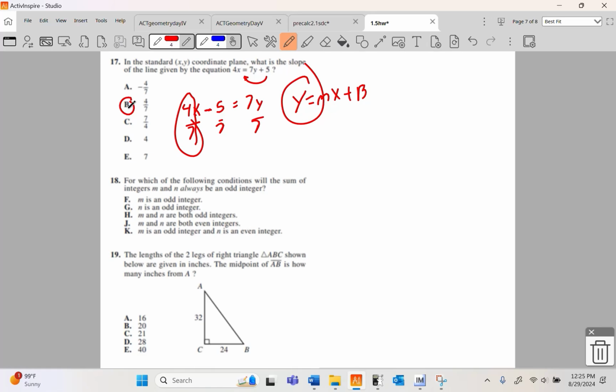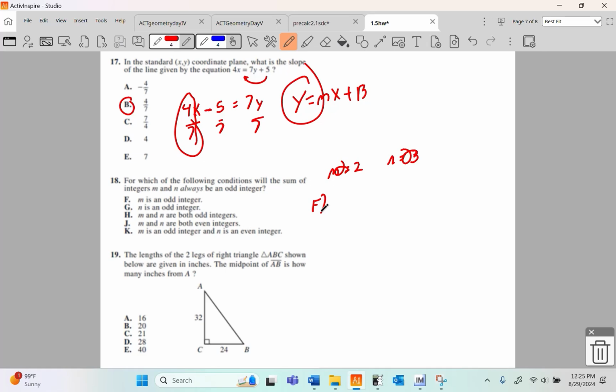All right, 18. For which of the following conditions will the sum of integers m and n always be an odd integer? So the only way to really explain this is to just make up numbers. It really is. Like, I'm going to let m be 2 and n be 3, and I'm just going to check it. Actually, I'm going to go through each condition.